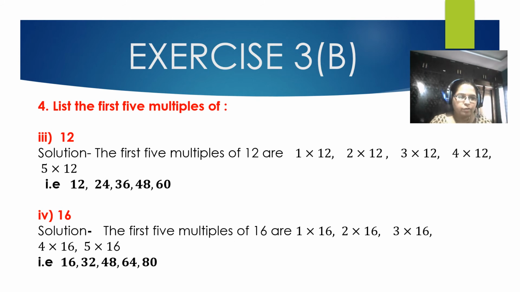Now third part, 12. For the first 5 multiples of 12, multiply 12 with 1, 2, 3, 4, 5. 1 multiplied with 12 is 12. 2 multiplied with 12 is 24. 3 multiplied with 12 is 36. 4 multiplied with 12 is 48. And 5 multiplied with 12 is 60. These are the multiples of 12. So the first 5 multiples of 12 are 12, 24, 36, 48 and 60.